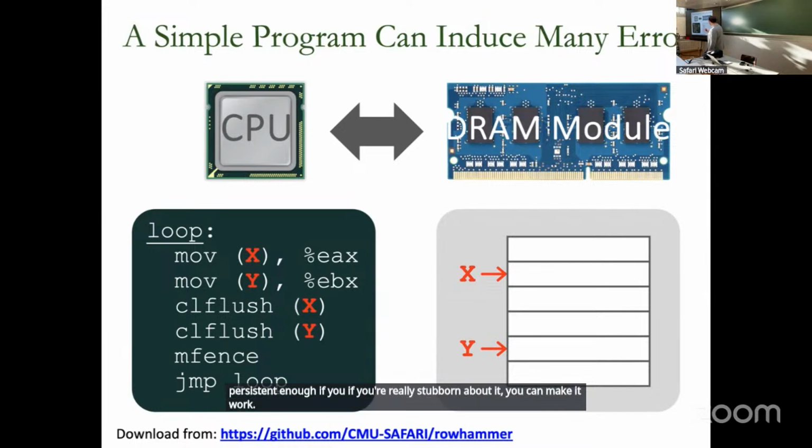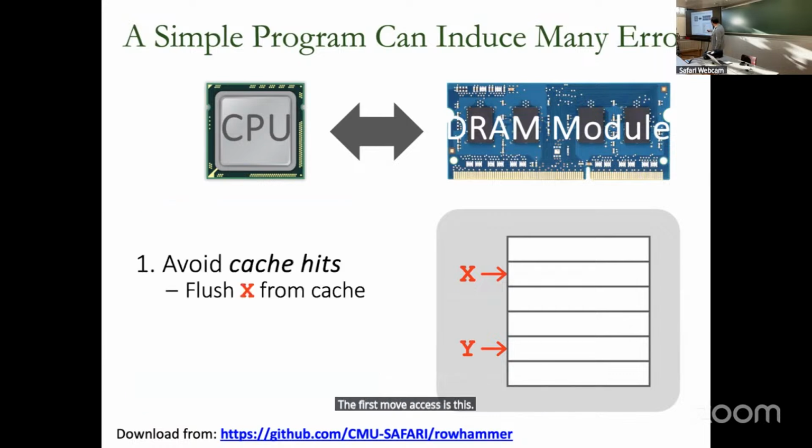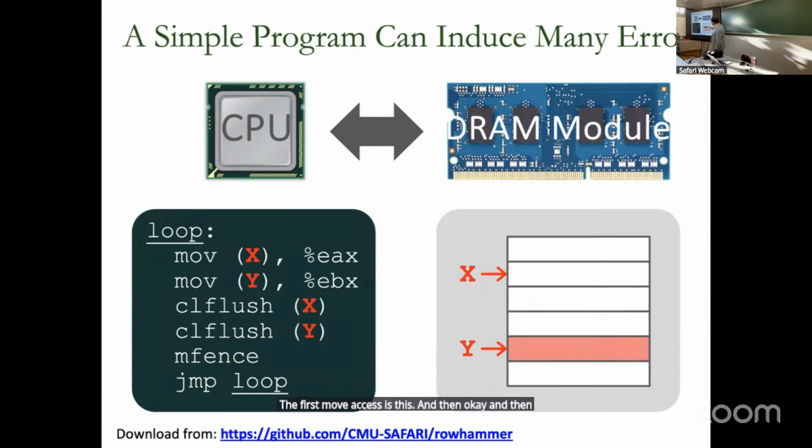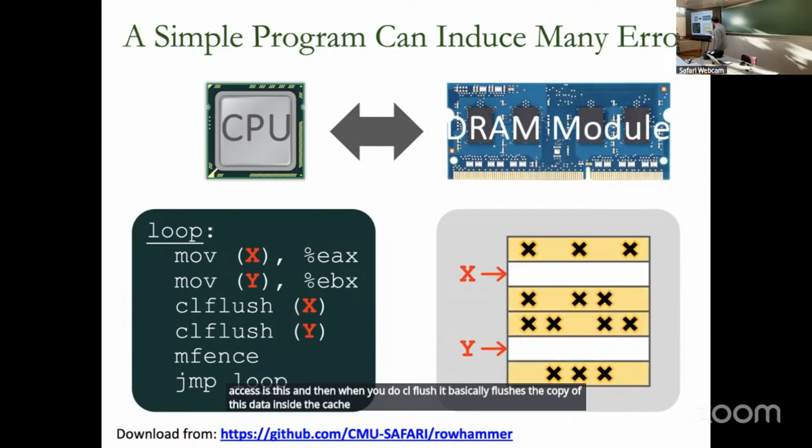Basically, you have these two rows that you want to access. The first mov accesses this, and then the next mov accesses this. Then when you do CLFLUSH, it flushes the copy of this data inside the cache back to the memory. And once you do this fence as well, you avoid caching the data that you already fetched. When you do it in a loop, you can observe bit flips everywhere.